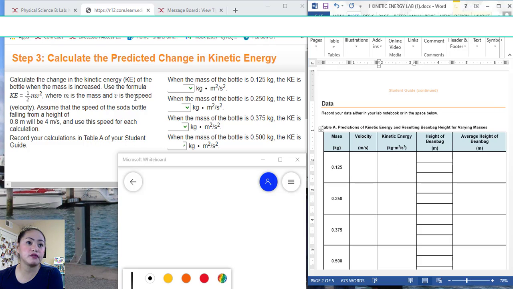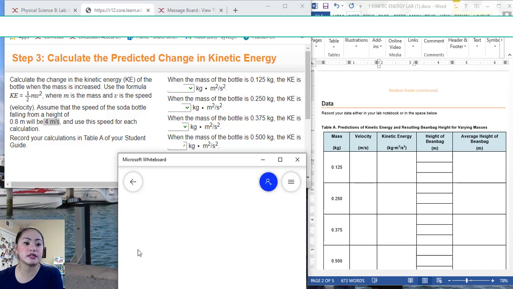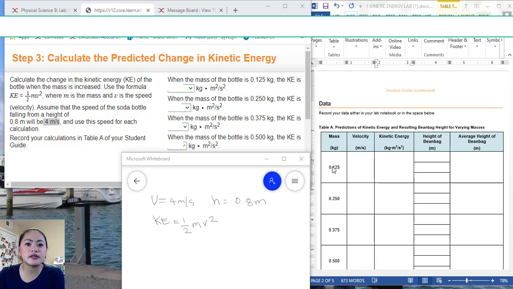I already have introduced to you this equation. So mass is m and v is your speed. And assume that the speed of the soda bottle falling from a height of 0.8 will be 4 meters per second. So we already have a standard that is presented to us here, which is our speed of 4 meters per second. So what we're going to do here is solve for it, obviously. Speed is 4 meters per second. And the height was 0.8 meters. And of course, our equation is KE equals 1/2 mv squared. So our mass is this.